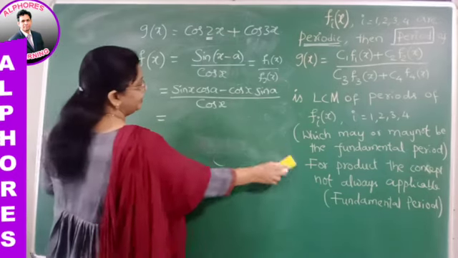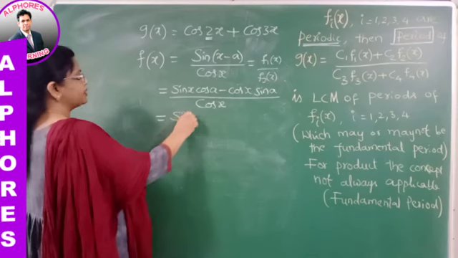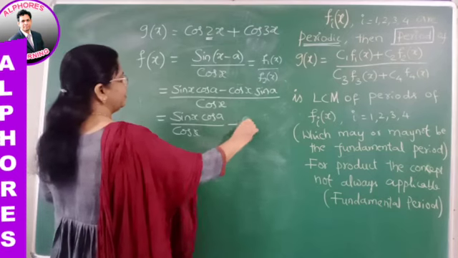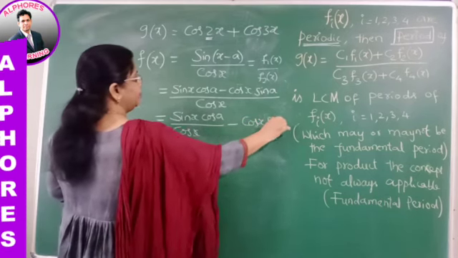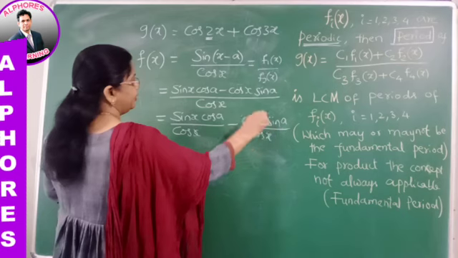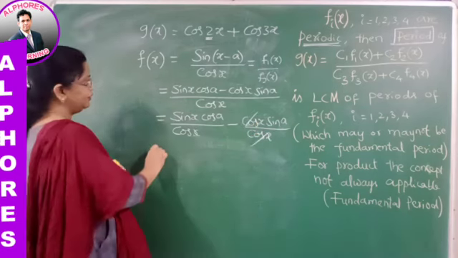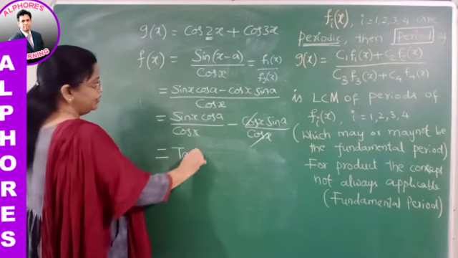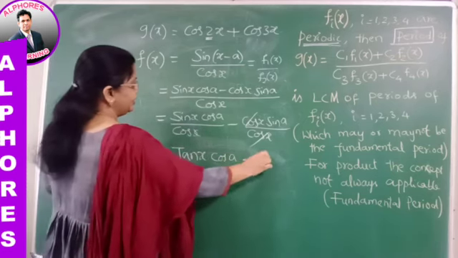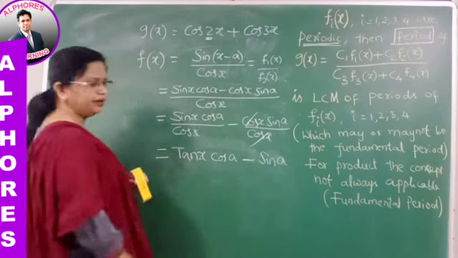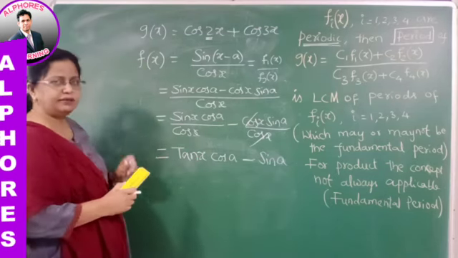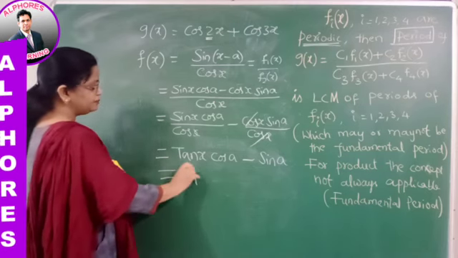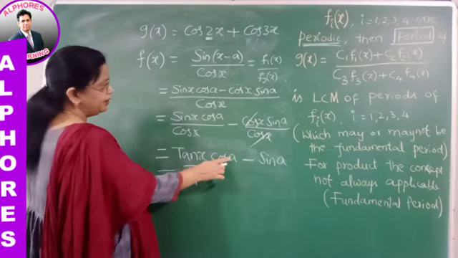Then what will happen here? It is coming as sin x cos a divided by cos x, after that minus cos x sin a divided by cos x. Now these two you cancel here, students. Then what about the value here? This is sin by cos, which means tan x, into cos a minus sin a. Got it? Now, what about the period of this value? Understand? The period of this value is pi.